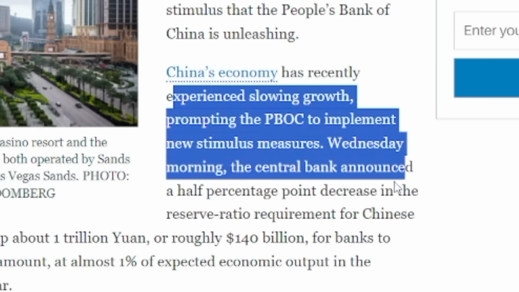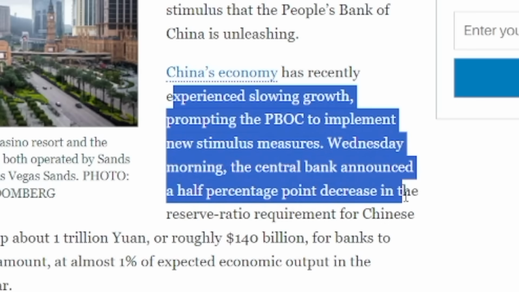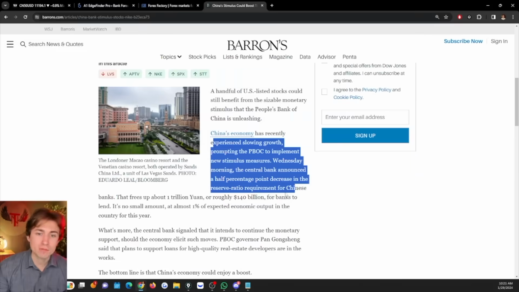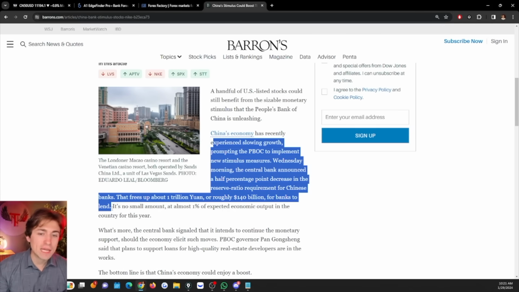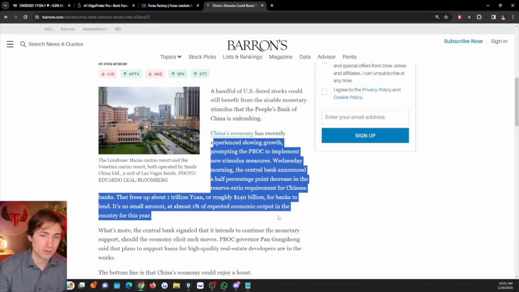Wednesday morning, the central bank announced a 0.5 percentage point decrease in the reserve ratio requirement for Chinese banks that frees up about 1 trillion yuan, or roughly $140 billion, for banks to lend. It's no small amount, at almost 1% of expected economic output in the country for this year.